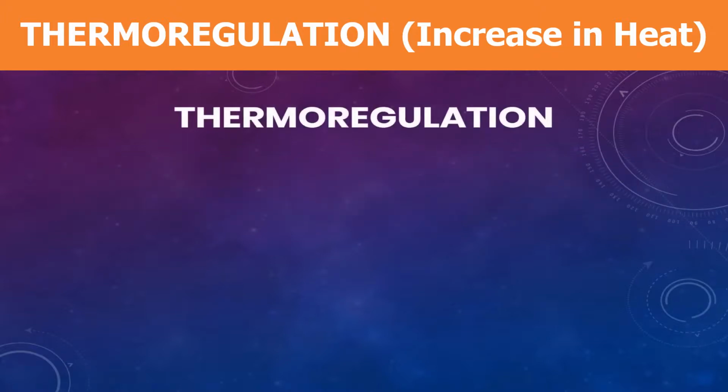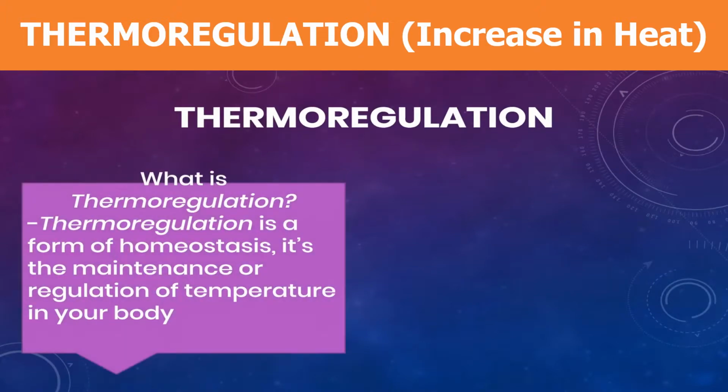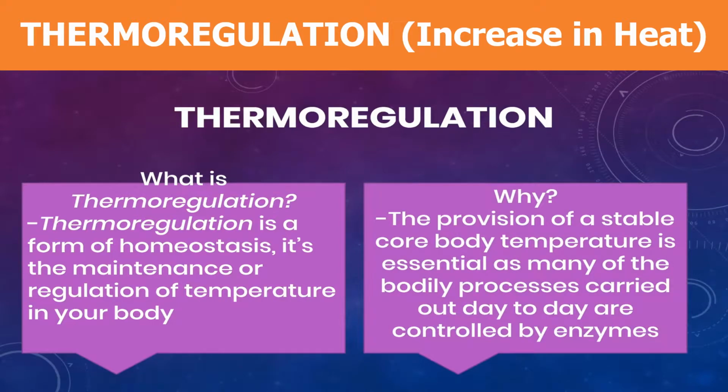And now we have thermoregulation. What is thermoregulation? Well, it's basically another form of homeostasis. It's the maintenance or regulation of temperature in your body. It's basically the process of maintaining your body core's temperature due to the state of equilibrium. And why do we need thermoregulation? Well, because the provision of a stable core body temperature is essential as many of the bodily processes carried out day to day are controlled by enzymes.